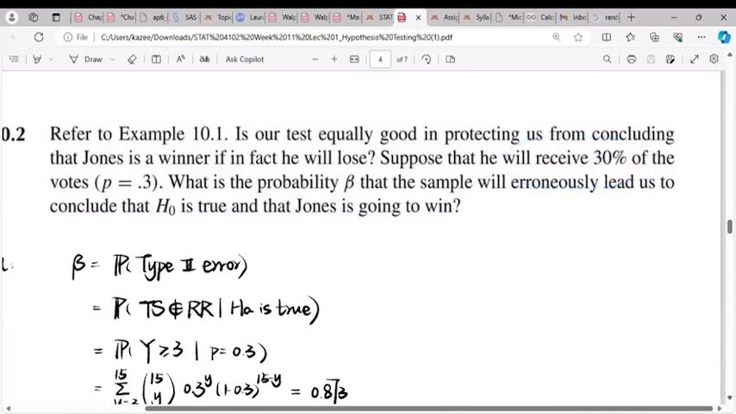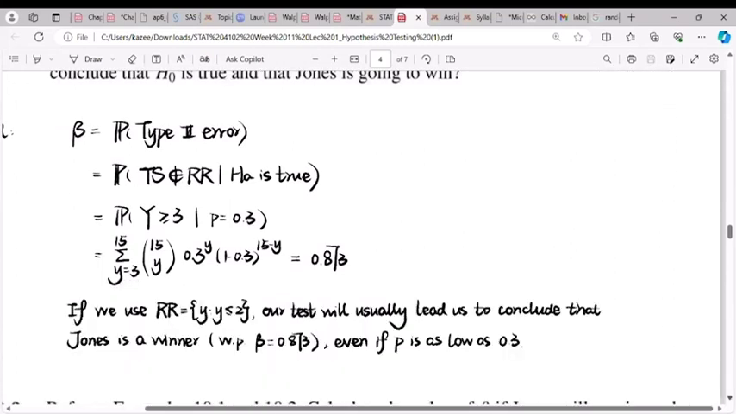So we're going to make use of the binomial again. This time around, we're actually going to go from 3 to 15. Don't forget, the sample size is 15. And the probability P now is going to be 0.3. And at the end of the day, you're actually going to have 0.873.